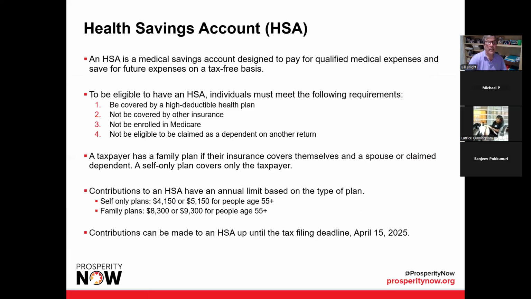So, health savings accounts. These are medical savings accounts designed to pay for qualified medical expenses. Anything that's put in there is growing on a tax-free basis. To have an HSA, you must be covered by a high deductible health plan, which is pretty much the norm these days. You can't have any other health insurance, can't be enrolled in Medicare, and can't be claimed as a dependent on somebody else's return. A family plan can cover both themselves and a spouse. And here are the limits to what you can contribute. Like an IRA, those can be made up to the filing deadline of April 15th of next year.